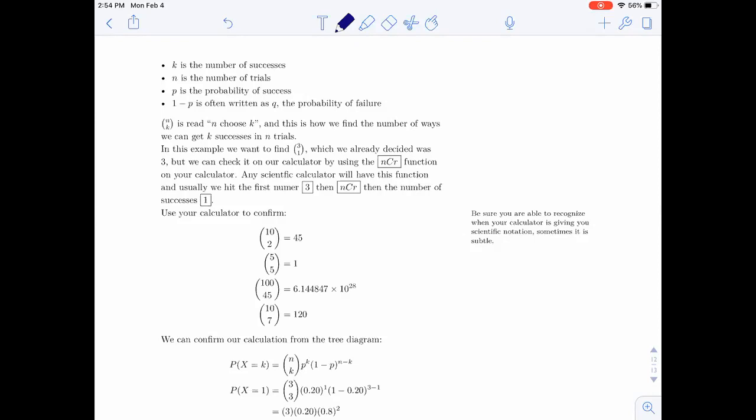I've got a little note here that whatever calculator you're using, just make sure that you're able to recognize when it's giving you scientific notation, right? Because this is huge, 6 point whatever times 10 to the power of 28. That's massive, right? That's how many ways you can choose 45 successes in 100 trials. And we can round it up with 10 choose 7. 120. Back to normal.